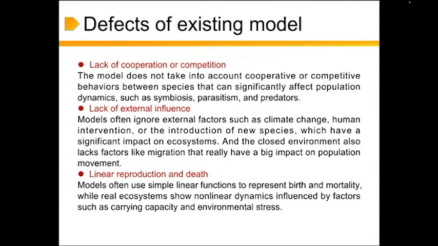The next is the limitations of the existing models. First, the lack of cooperation or competition. The second is a lack of external influence, which is what we are focused on. And the third is linear reproduction and death. We think that is difficult to change because NetLogo cannot hold that much.